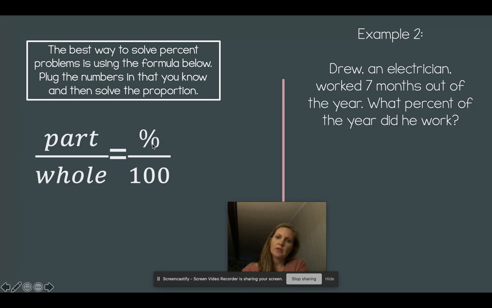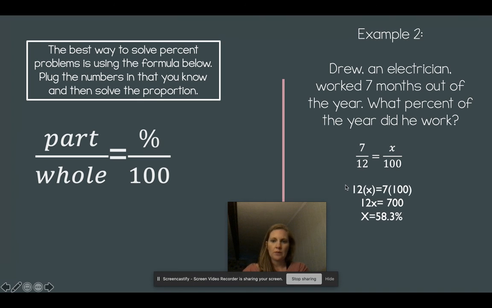We don't know the percent for this problem. And again, the 100 always stays the same. So it should set up something like this. 7 over 12 equals x over 100. Again, we've solved this two different ways. You can do 100 times 7 divided by 12, or you can set it up as an equation and do 12x equals 7 times 100, which in this case would be 700. And that would look something like this.